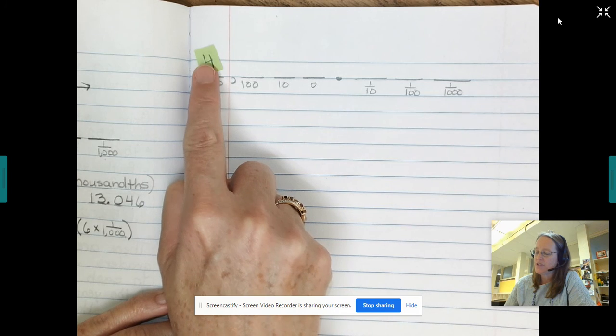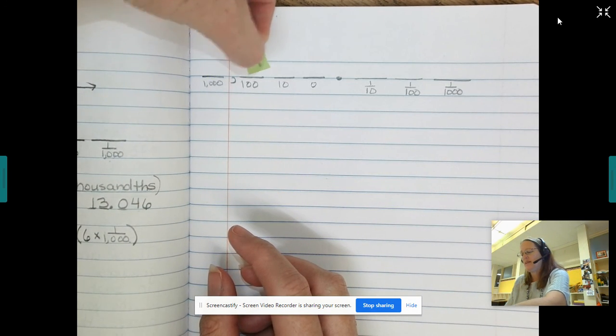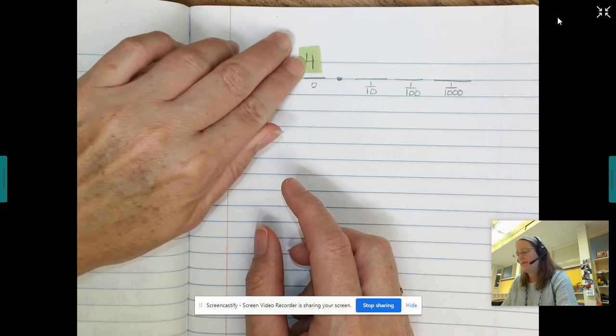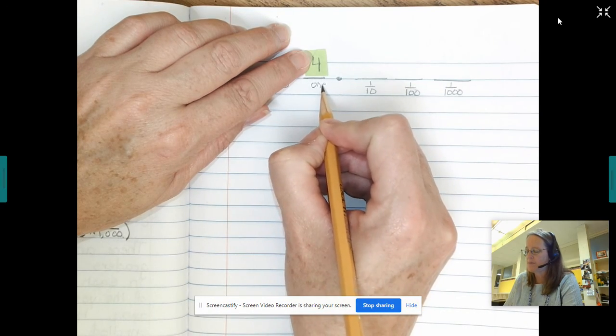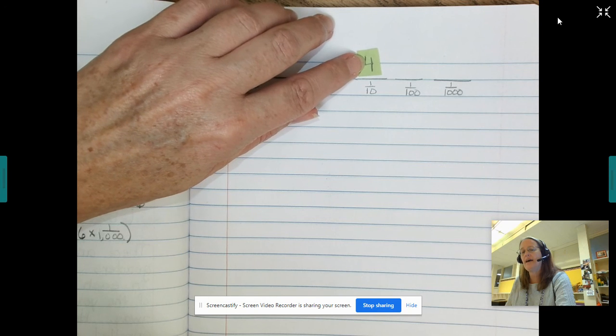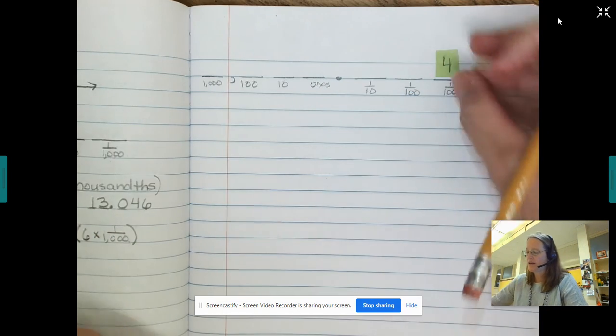And as that digit moves to the right on the place value chart, its value, whoops, you can't even see it. I'm so sorry. Its value becomes 10 times less, or 1/10 the value. So here's what that is talking about.